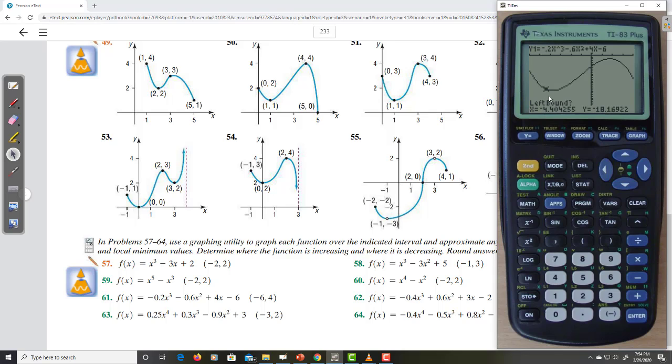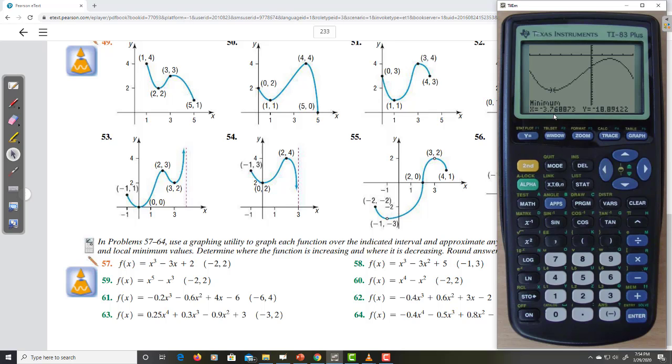It asks for 3 things. It asks for left bound, so you just scroll left and right until you're to the left of the minimum. Should be on the slope down towards it. And then a right bound, same idea, to the right of the minimum. Should be on the slope down towards it. And then a guess, just the closer you are, the faster your calculator will get there. It's probably pretty close there.